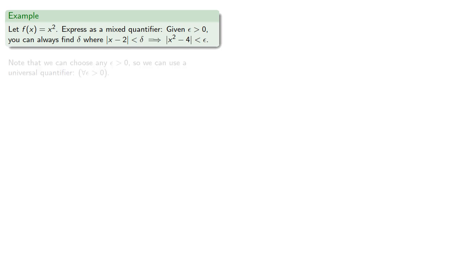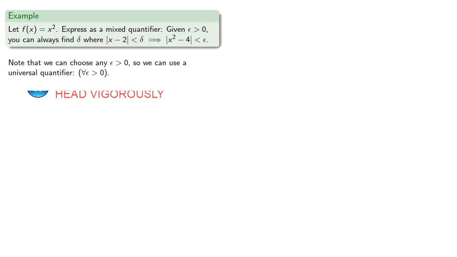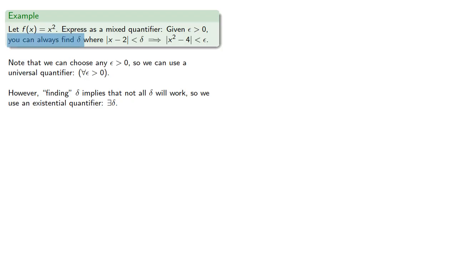Note that we can choose any epsilon, so we can use a universal quantifier. However, finding delta implies that not all delta will work, so we use an existential quantifier. And finally, the order of the statement implies that epsilon is taken first. And so what we need to write is, for any epsilon, there is a delta where this conditional is relevant.